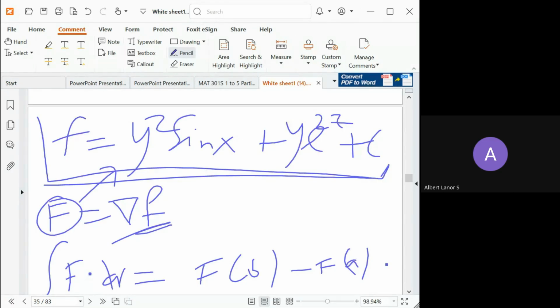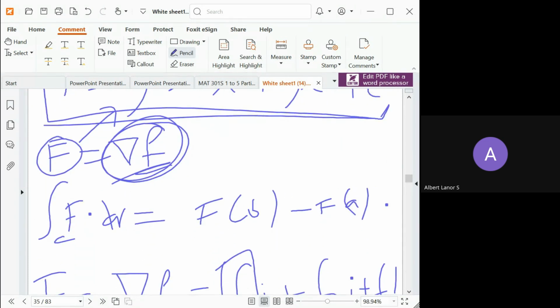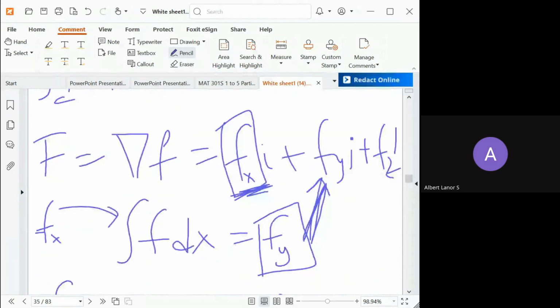Now, once you're able to write this f as the gradient of a certain function, it means that the function f is itself independent of path. So to get the integral of this function, I should be able to say that it is the difference between the endpoints, the f of b, that's the final point, minus the initial point. Okay, so that is what we just did.